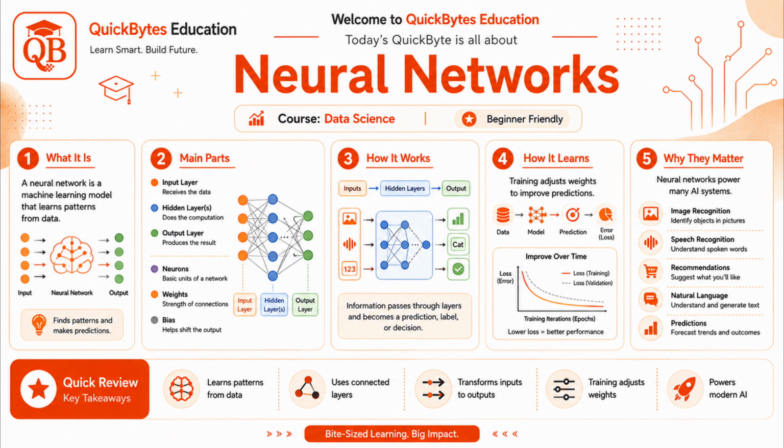Let's get started. Neural networks can sound complicated. You might hear words like neurons, layers, weights, bias, activation functions, training, and deep learning. But the basic idea is easier than it sounds. A neural network is a machine learning model that learns patterns from data. It takes in information, passes it through connected layers, and produces an output, like a prediction, label, or decision. Think of it like a pattern-finding system. The better it learns the pattern, the better its predictions can become.